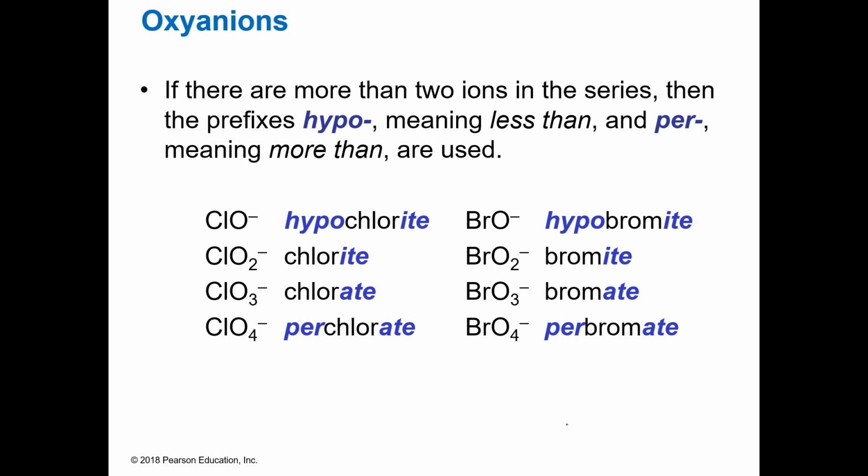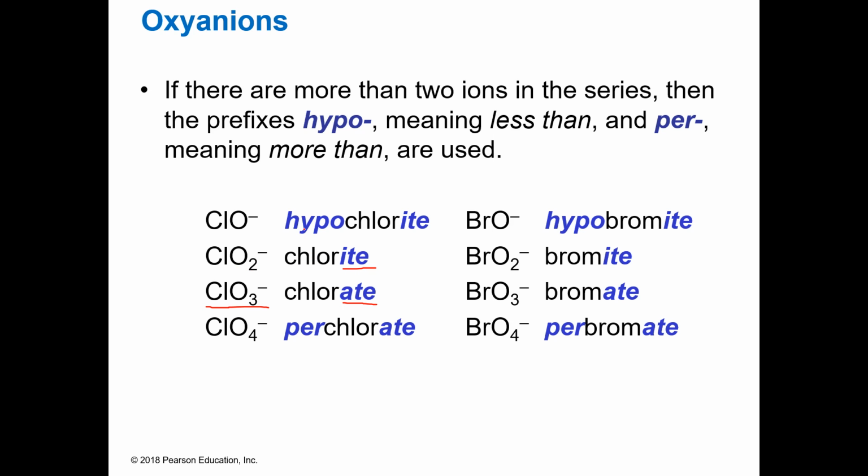In addition, with oxyanions, here's a list of not only just losing one, but more than one. All right, so let's start, this is our base. Our base we're going to start is chlorate. So ClO3 to the -1 is chlorate. If I lose 1, ClO2, it takes on ite, so chlorite.